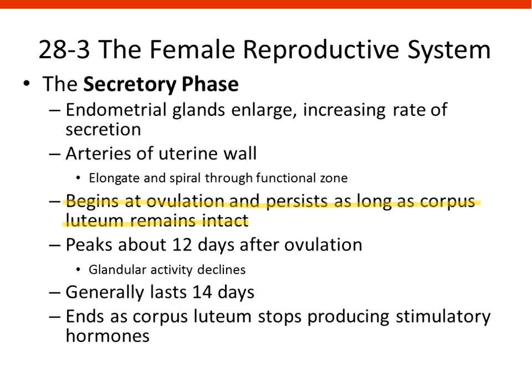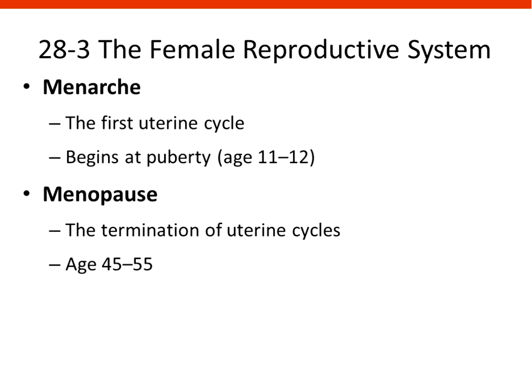So the secretory phase peaks about 12 days after ovulation, and then any time after that, the glandular activity is going to start to decline. So this process of increasing the rate of secretions in the uterus and the blood vessels going all through that functional zone, that lasts about 14 days. At that time, in the ovaries, the corpus luteum is going to stop making the stimulatory hormones, which in part help for this phase of the uterus to do its thing. And the hormone in particular is progesterone.